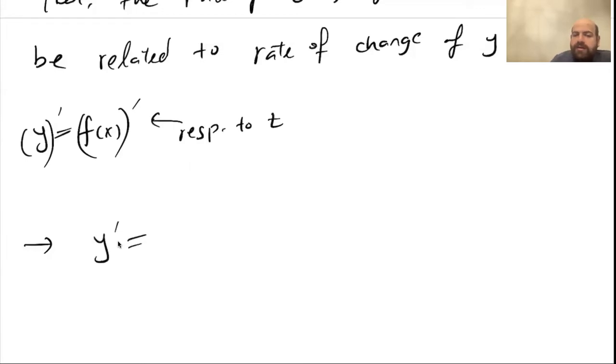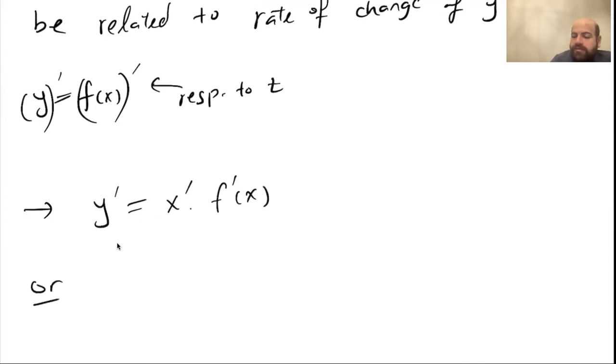And right-hand side, the derivative of f of x, where x itself is a function of t. So you have to use chain rule, like f of u. What would be the derivative of f of u? U prime times f prime of u. So similarly here, f of x derivative would be x prime times f prime of x. Or in Leibniz notation, you can write it as dy/dt equals dx/dt times f prime of x.